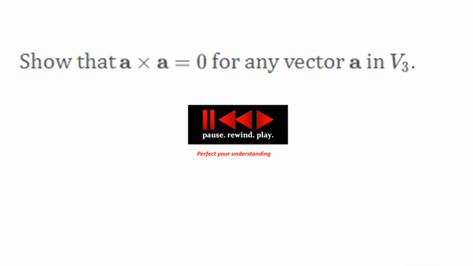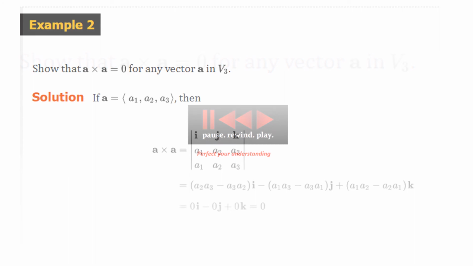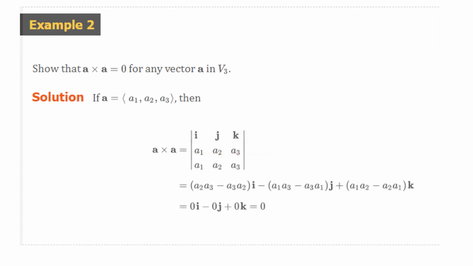Here's another problem for you to consider. If you cross a vector with itself, it says you get 0. Now this is not a scalar. This is the 0 vector for any vector A in V3. You know what to do. Let's see how you did. Well, this is going to be a determinant and 2 of the rows are identical, so when you do the calculation you get 0, and again realize this is the 0 vector, not a scalar 0.